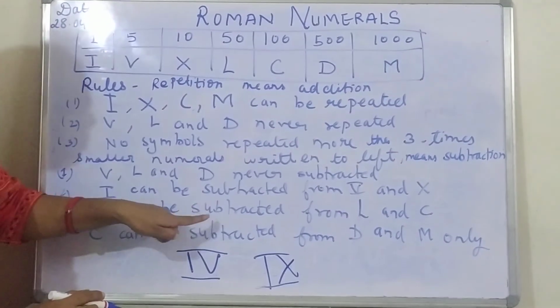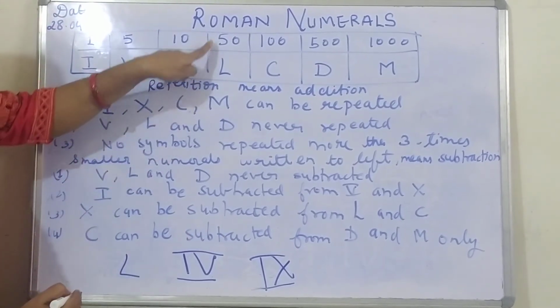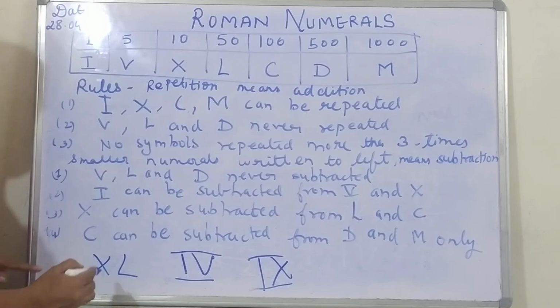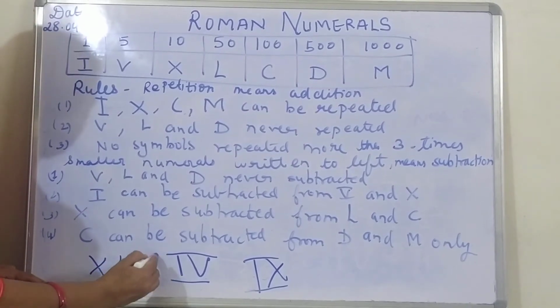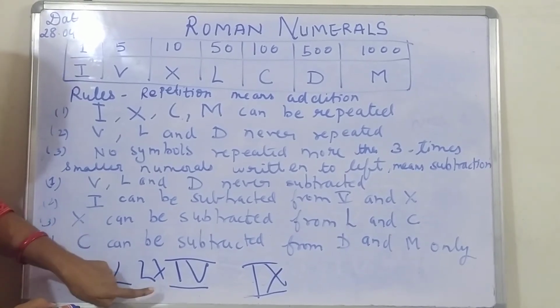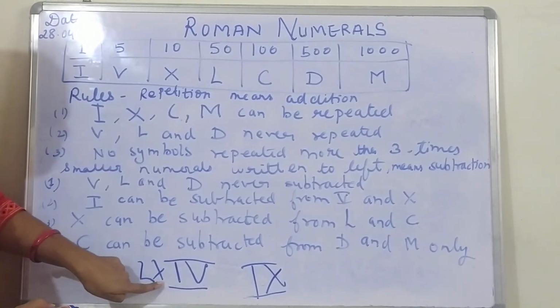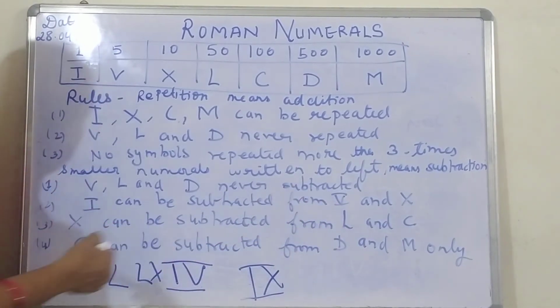X can be subtracted from L and C. If you write L, L means 50. And you write X before it, that means 50 minus 10, 40. If you write L and X, L is 50, on the right side X is there, that means 50 plus 10, 60. X can be subtracted from L and C.